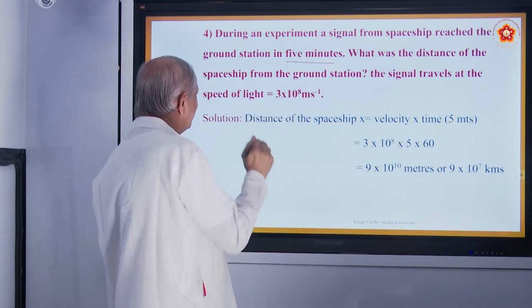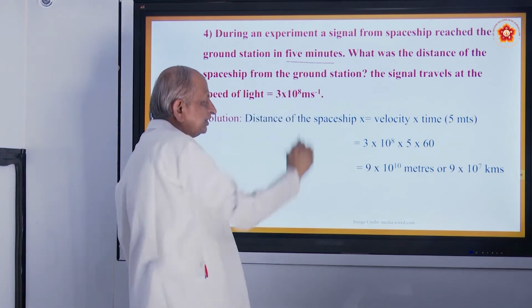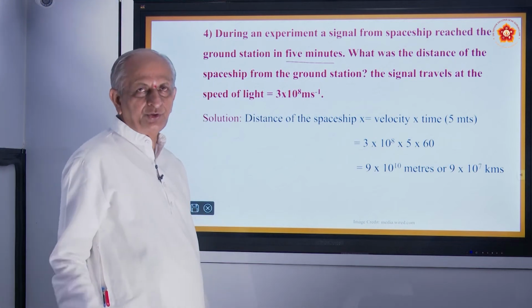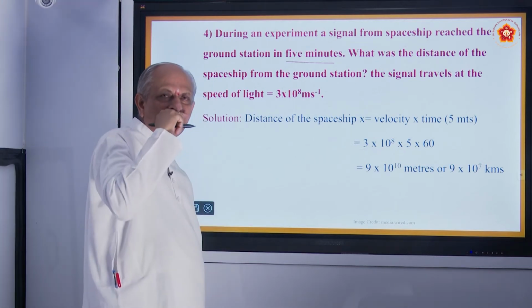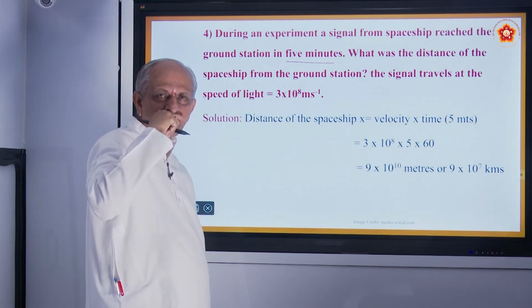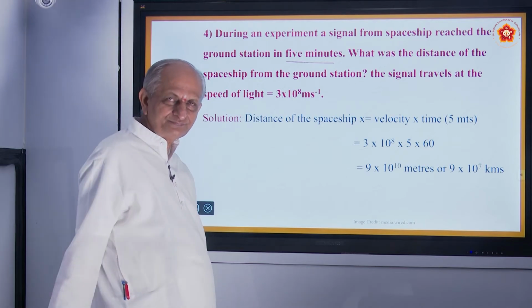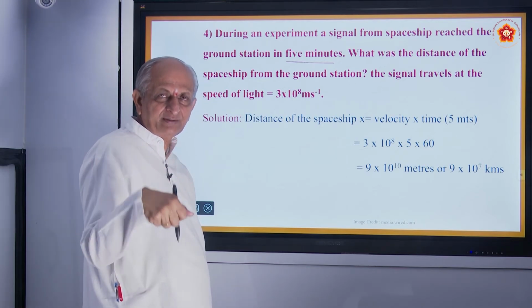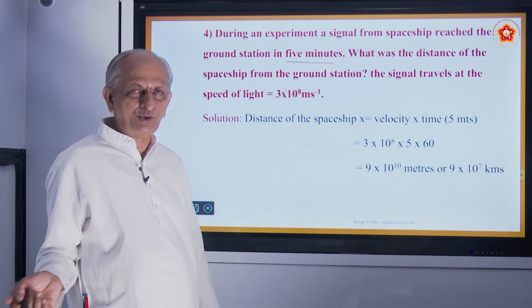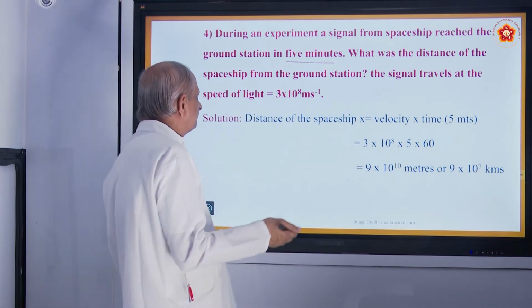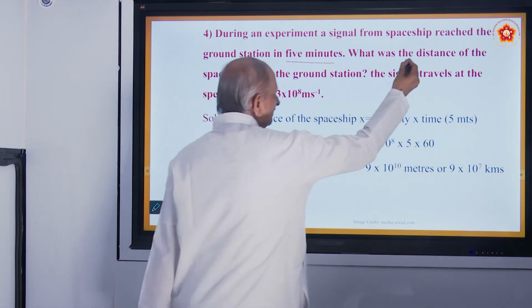So here is one spaceship, the signal was sent in 5 minutes. What was the distance of the spaceship from the ground station? So it reached in 5 minutes that we are coming. And how does it fall? It falls into the ocean. There will be some ships waiting. It falls near the ship. Then they will be taken in the boats. Is it not? So what is the distance they are asking?